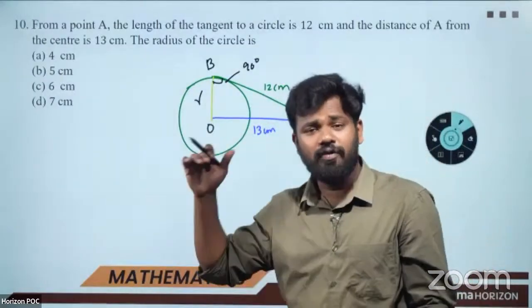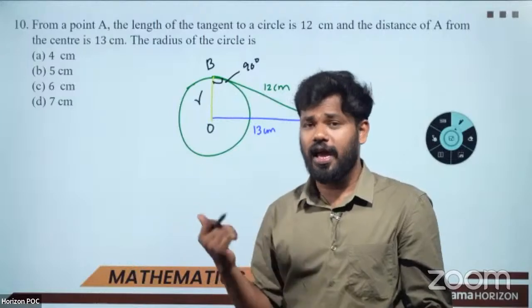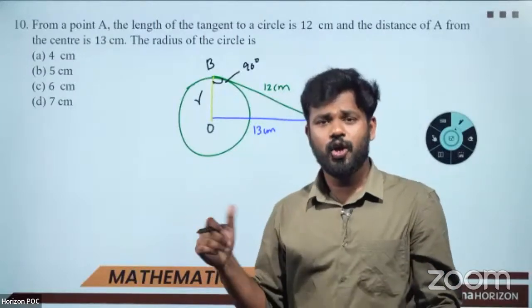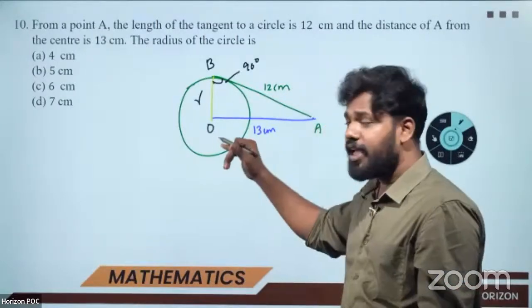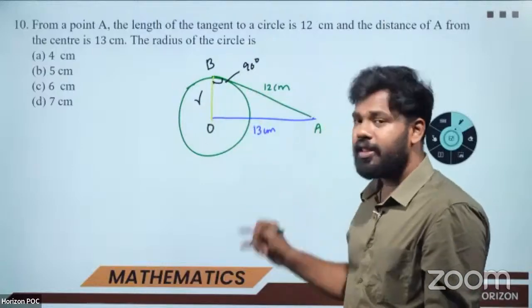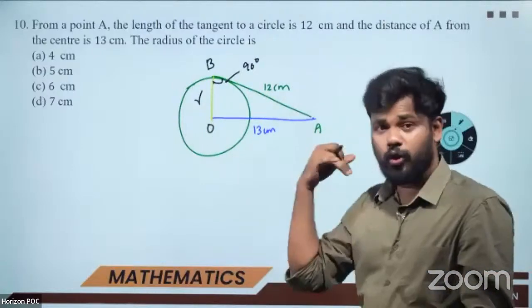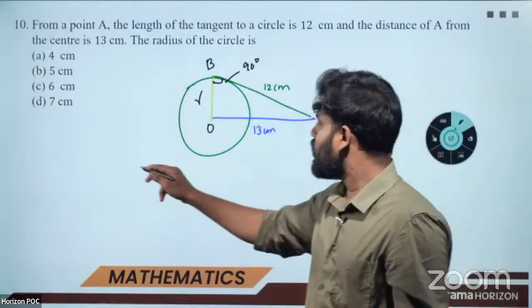I understood I have to use the Pythagoras theorem only after drawing the diagram. Without drawing the diagram, will I be able to understand that? No, I won't be able to understand this. So draw the diagram, get the idea what property you have to use here. So you have to use the Pythagoras theorem to find out OB.